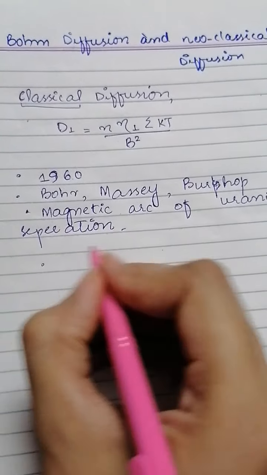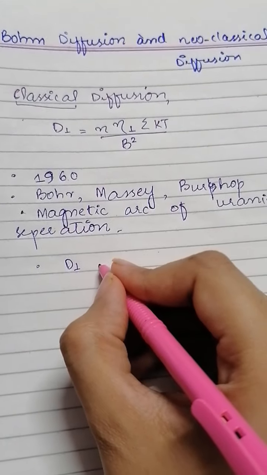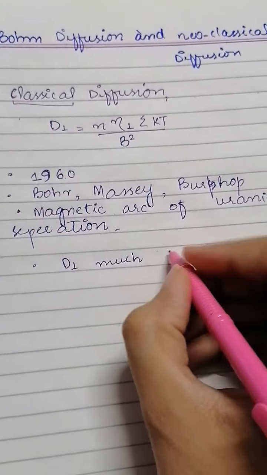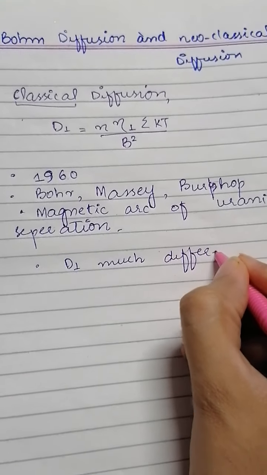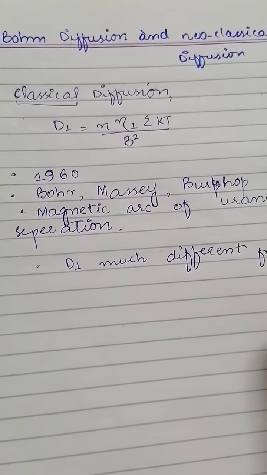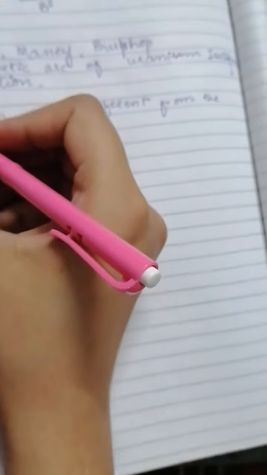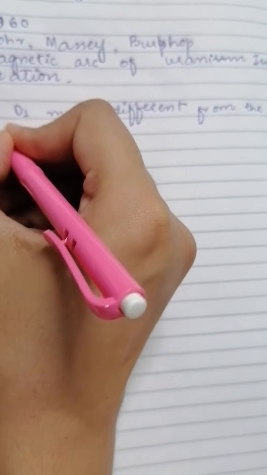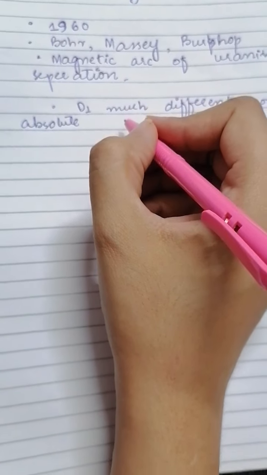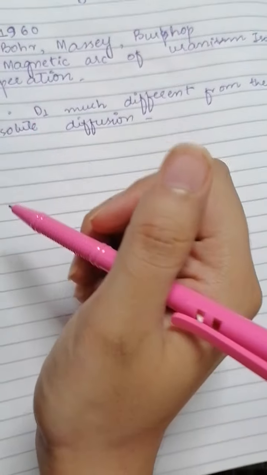What they observed is that the given value of diffusion is much different from the value of absolute diffusion. You can say the value of absolute diffusion is much greater than the value given by classical diffusion.